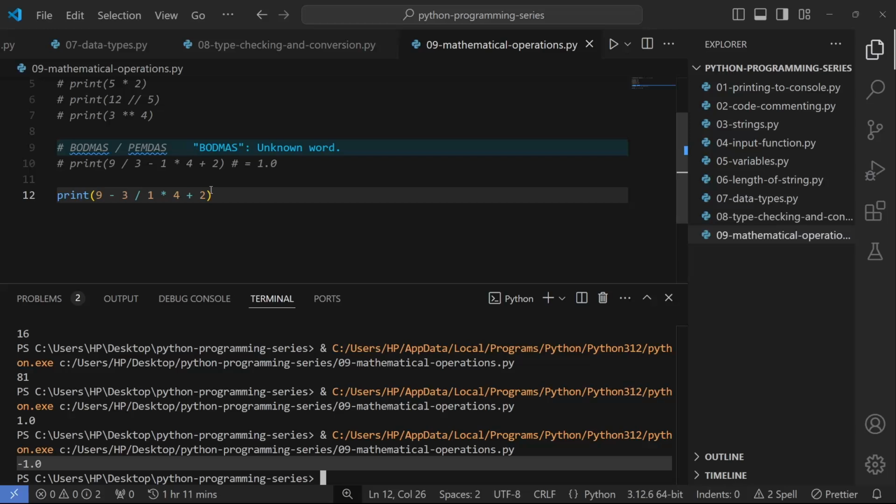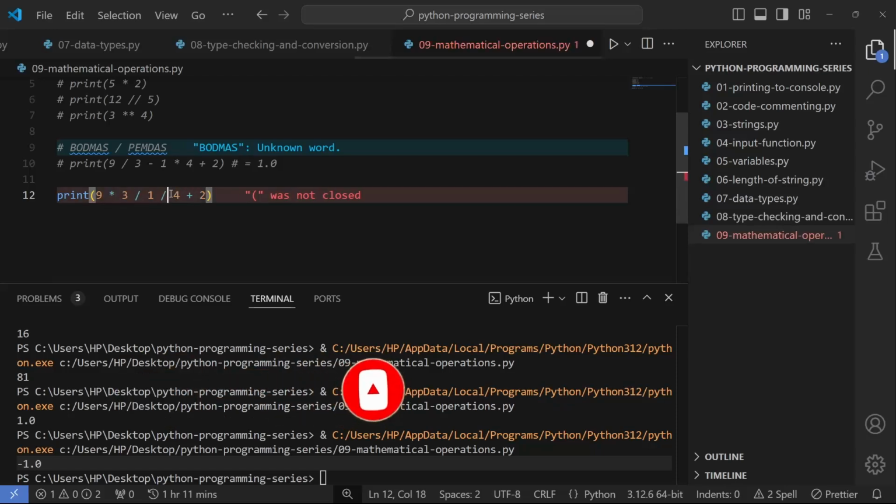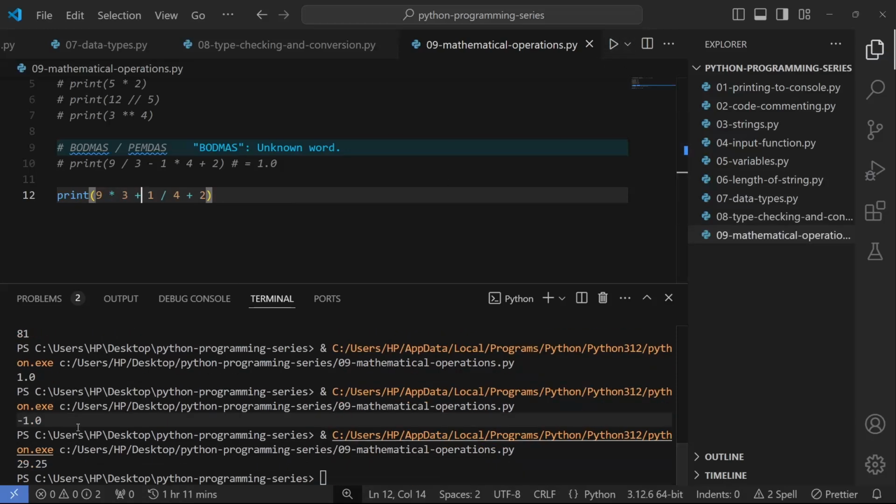Okay, so you can play around with this. You can change the operators as you like. You can say this is multiplication, you can say this is division, then you can say this is addition. Okay, so if you run this, what do we have? We have 29.25. You can as well calculate that out the way we calculated the others. Okay, so that's that about mathematical operators.